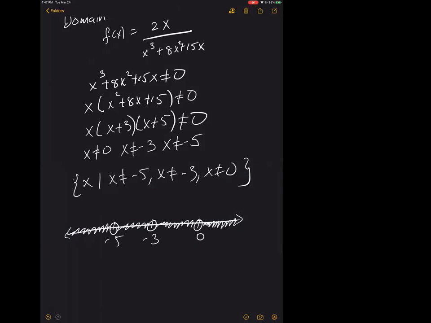The interval notation comes from each of the shadings. This first one is from negative infinity to negative 5, union negative 5 to negative 3, union negative 3 to 0, and the last one, union 0 to infinity. And that is my domain.